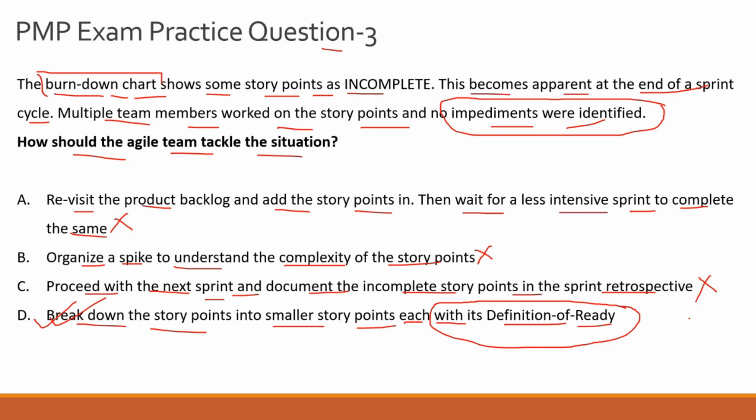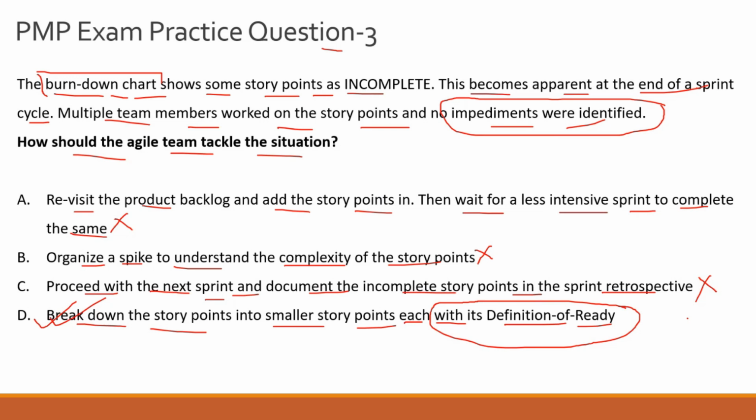So it is a scope validation tool: if you're saying that your story point is complete and it is done, it is not only you who is saying it, but all of your team members and your stakeholders are also on the same page in terms of what is a definition of ready and what is definition of done.